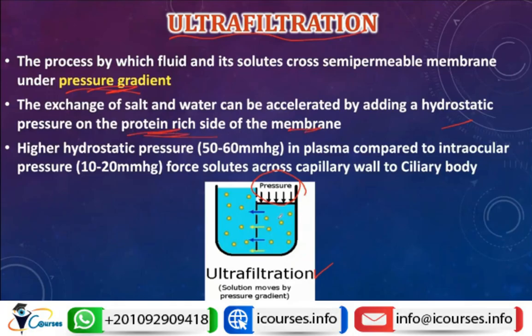In the case of the plasma, it has high oncotic pressure and high hydrostatic pressure, about 50 to 60 millimeters of mercury, compared to the normal intraocular pressure of 10 to 20. So this hydrostatic pressure will cause solutes to pass across the capillary wall to the ciliary body, to the pigmented, then the non-pigmented ciliary epithelium.